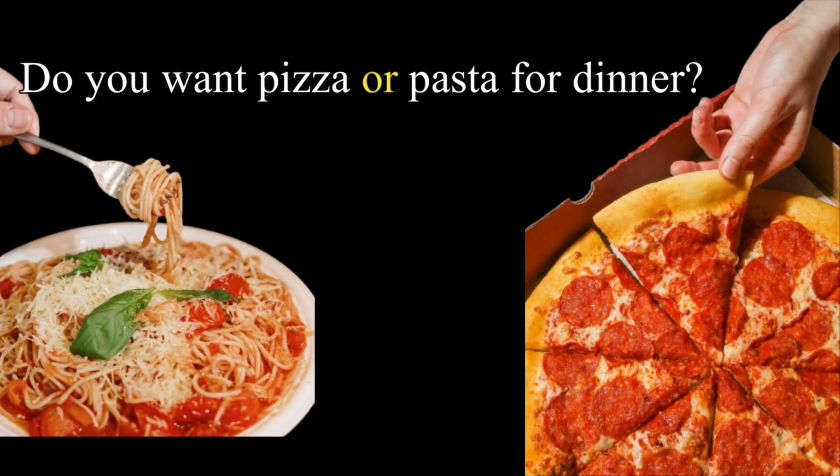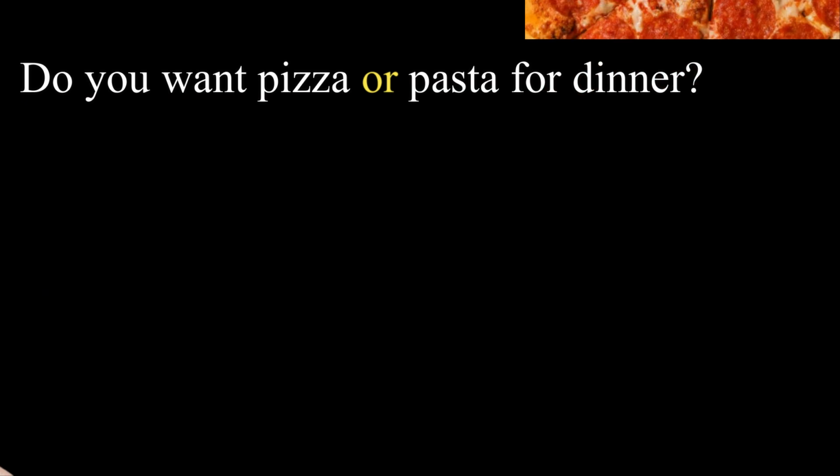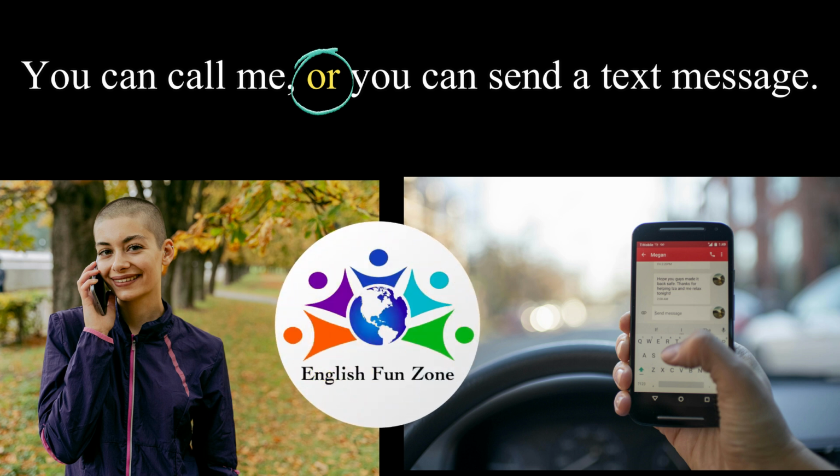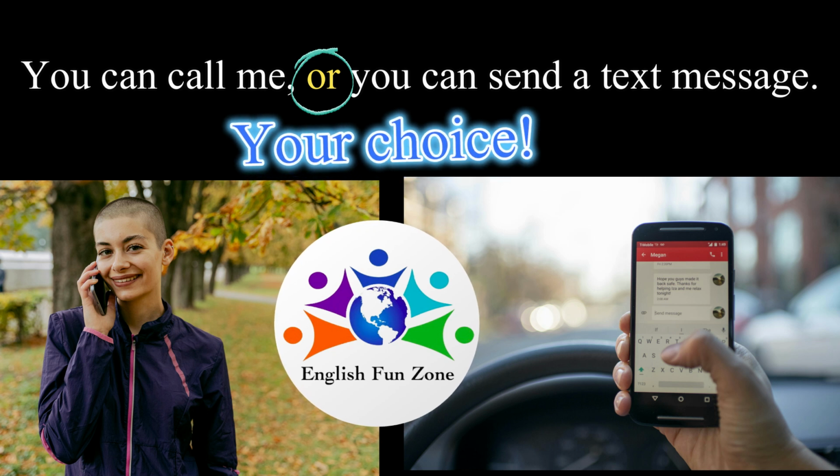O is for or. It presents a choice. For example, do you want pizza or pasta for dinner? You can call me or you can send a text message. So the next time you want to use or, remember, it's for a choice.